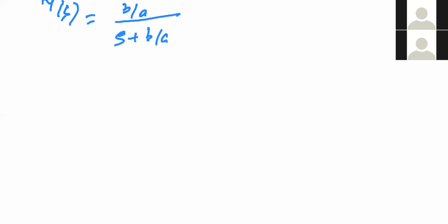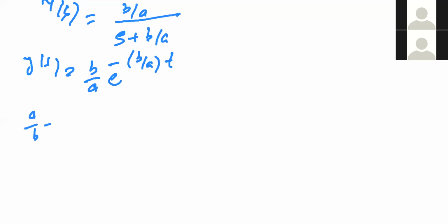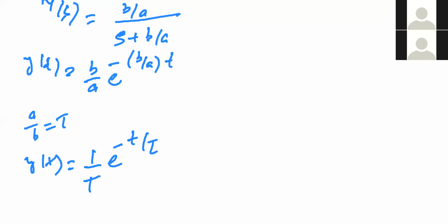And if you find the inverse Laplace transform of this, it is straightforward, it is an exponential function. So y(t) will be equal to b by a e raised to the power minus b by a multiplied by t. Let's say that a by b is equal to tau. Then y(t) will be equal to 1 over tau e raised to the power minus t over tau.